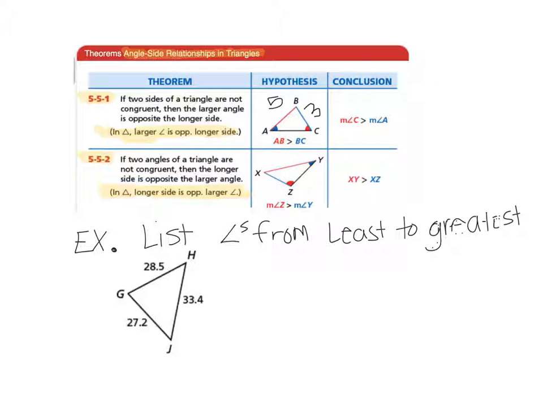Here's an example of what you can expect to see on a quiz or a test. We need these angles from least to greatest. So pause your video, try it, and I'll give you the answers. So from least to greatest, we have angle H, angle J, angle G. Angle H is definitely the smallest because it's across from the shortest side, 27.2.